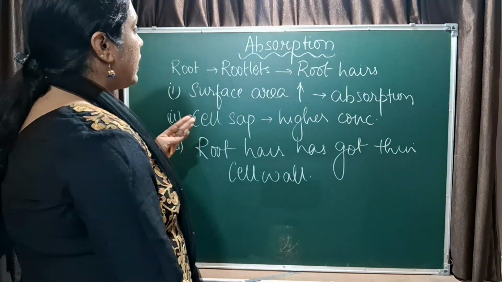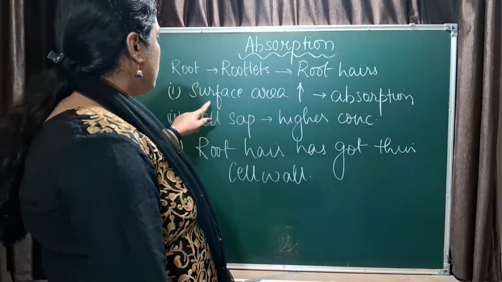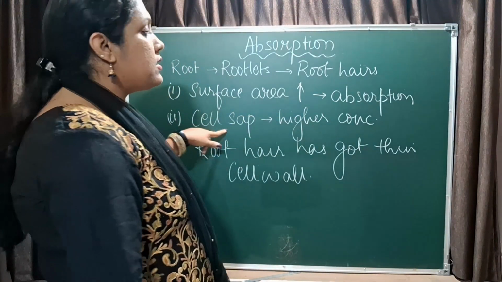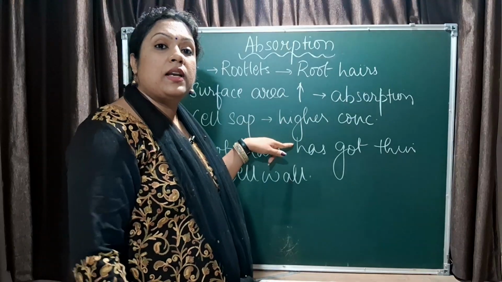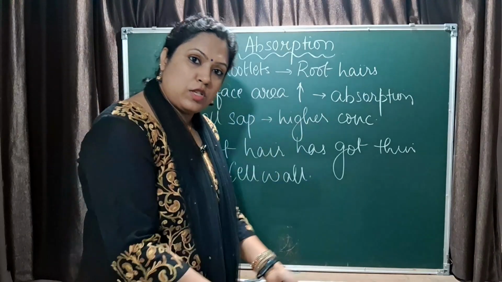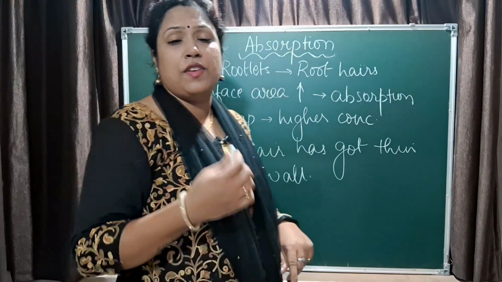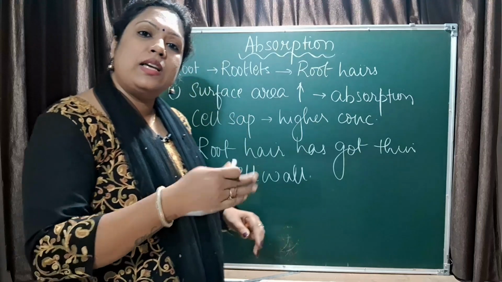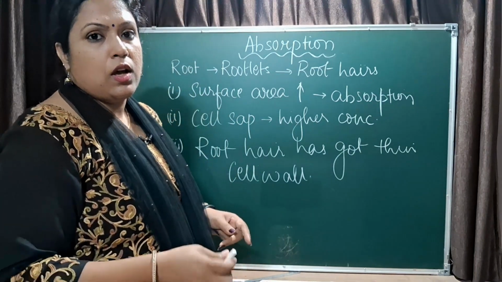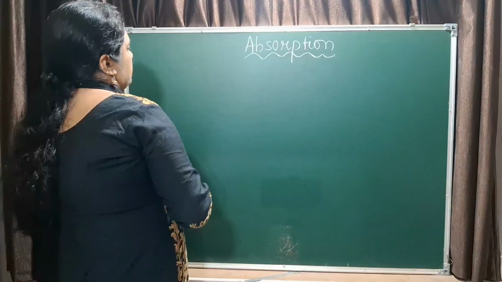Okay. So these are the characteristics for the root to absorb water. What are those? Increase in surface area because of the rootlets and the root hair. Then the cell sap in the root hair has higher concentration, which helps in the movement of water from the soil to the root. And lastly, the root hair has a very thin cell wall, so easy diffusion of the nutrients and the osmosis process takes place. These processes we will be dealing with just now. So let me clear the board.